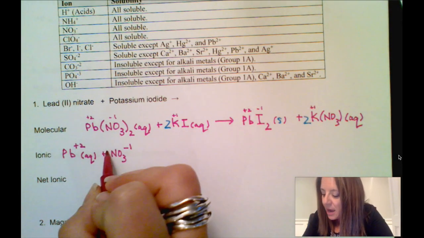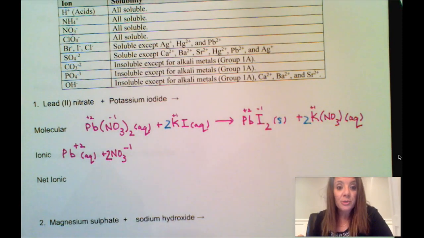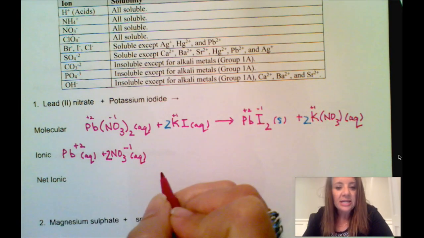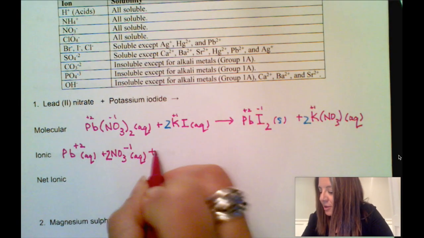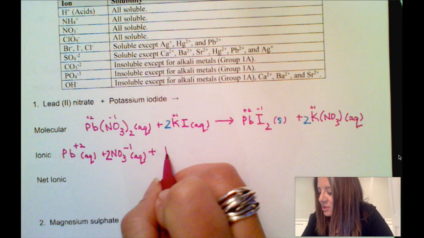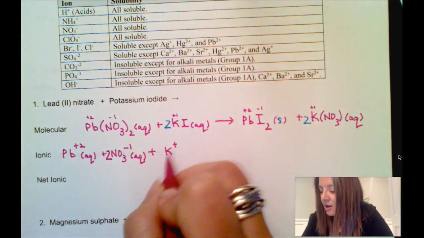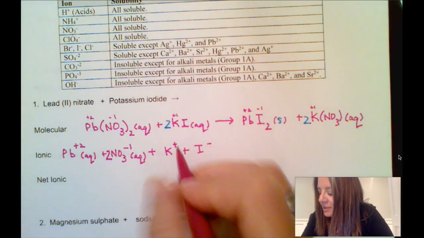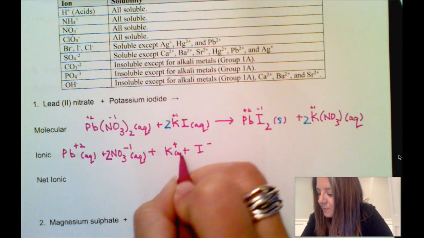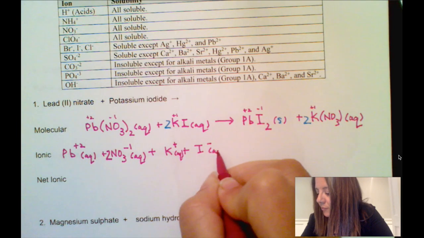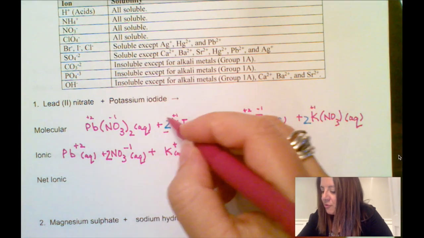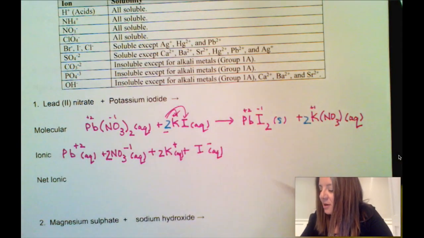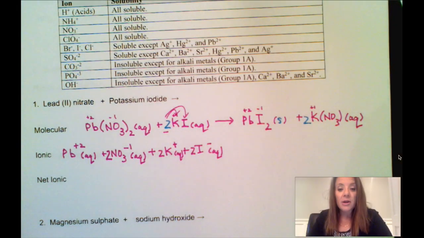So we have to balance the ions. So we're going to put a 2 in front there. Ions are always aqueous, so you still have to indicate the charges there. Plus, we break up this compound. You have potassium ion and you have the iodide ion. Now we still have to write aq, but notice this coefficient out front. So that means that you have 2 potassium ions and 2 iodide ions.